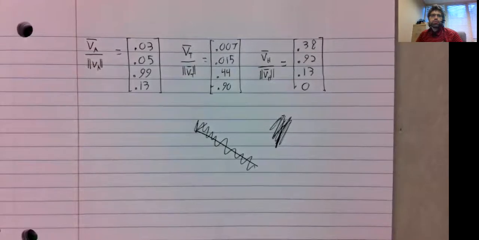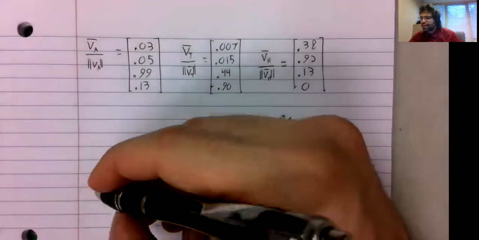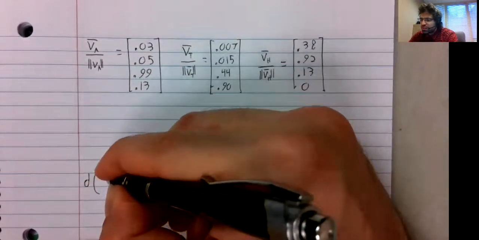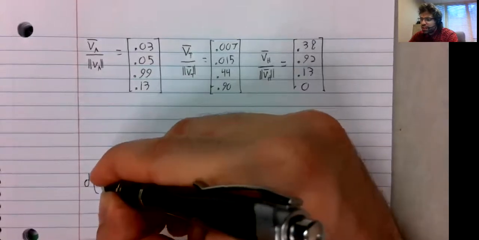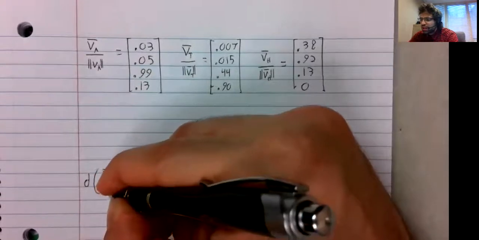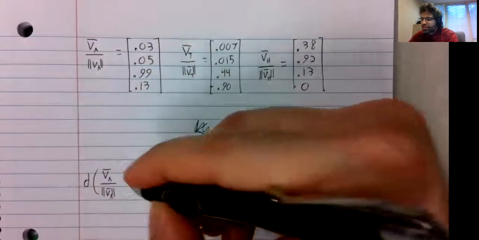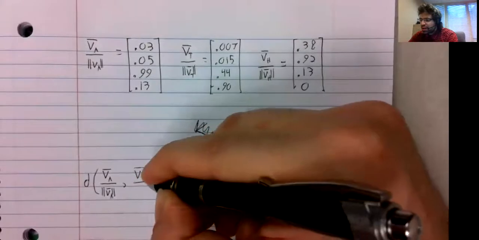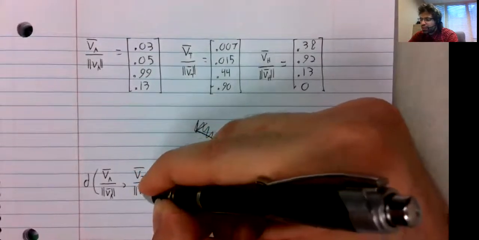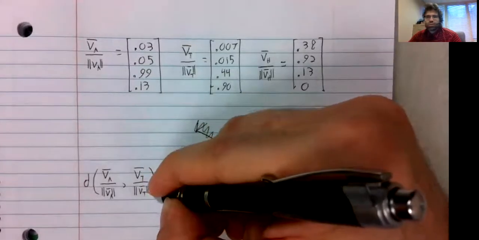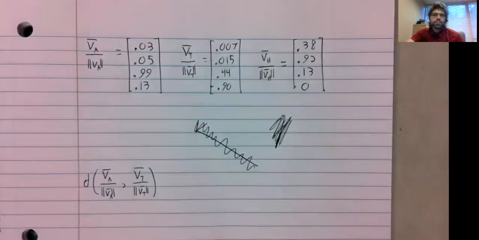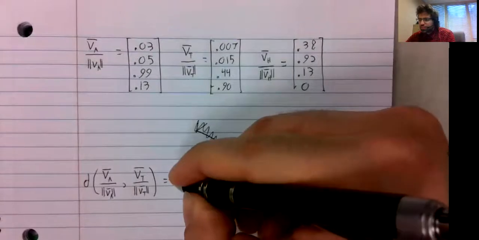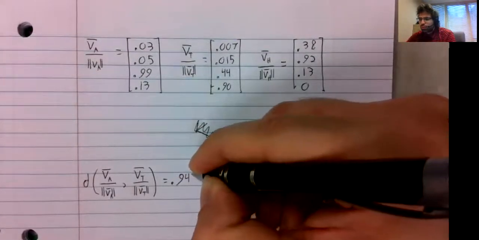And if we now recompute the distances, the distance between the normalized As You Like It vector and the normalized Twelfth Night vector is about 0.947.